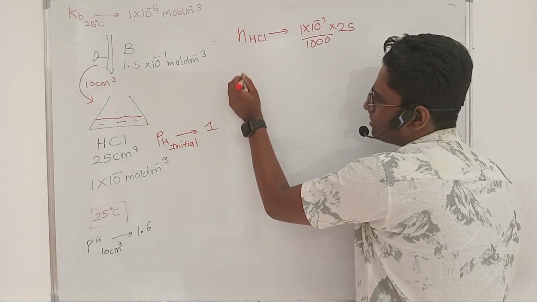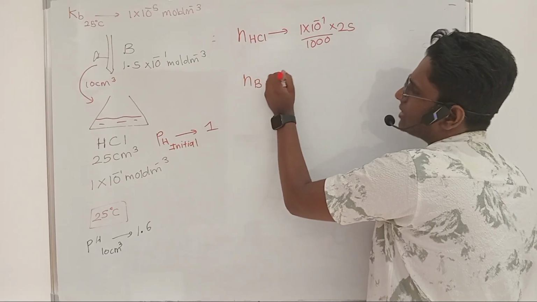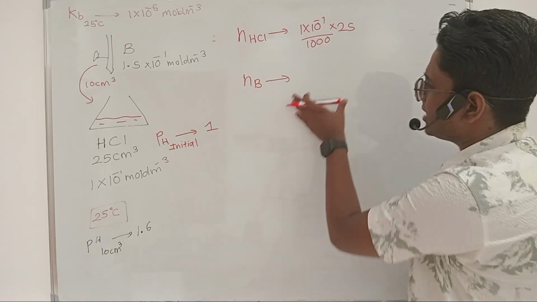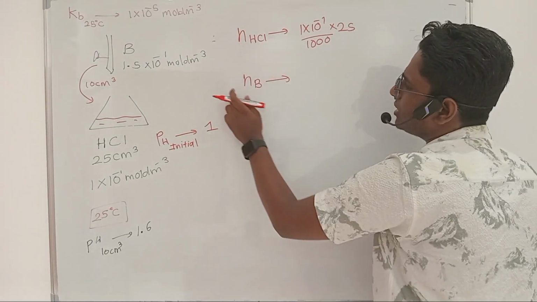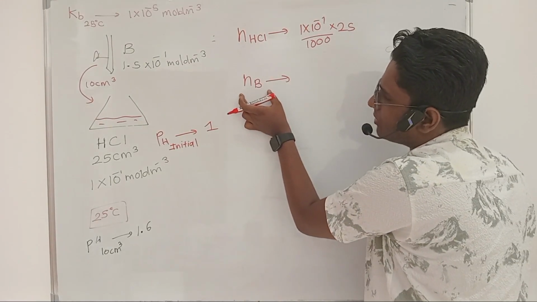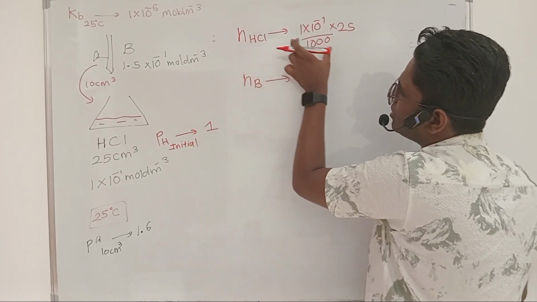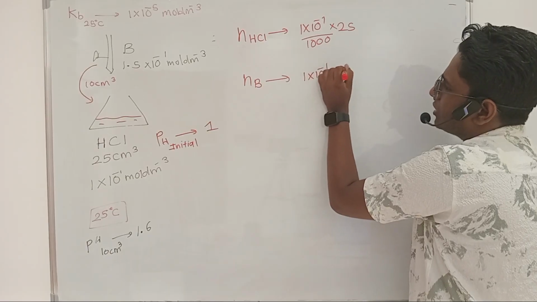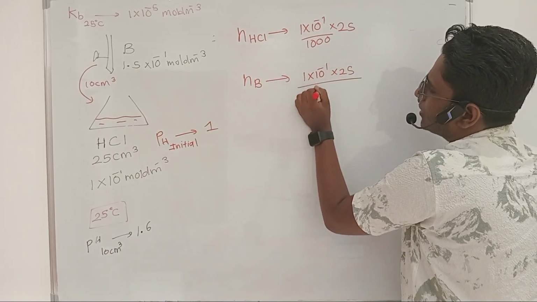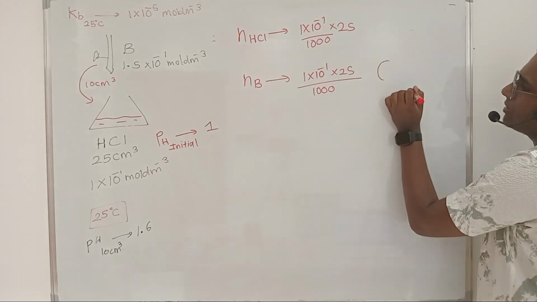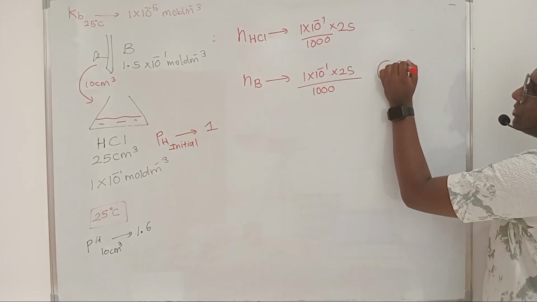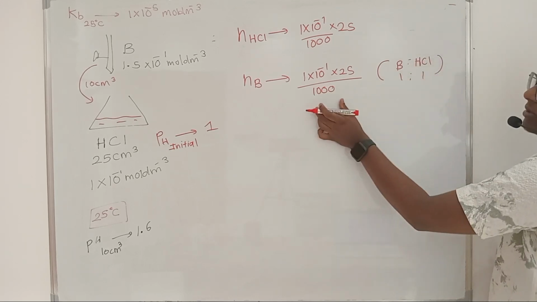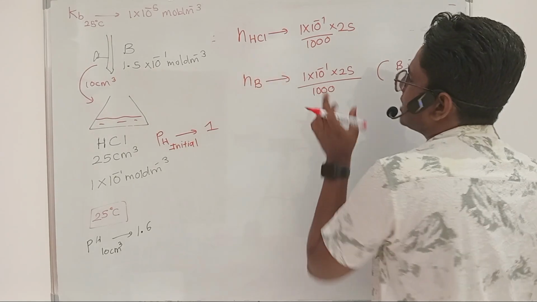So what is the moles of B needed to react completely with HCl? The same moles is needed, because the ratio is 1:1. So moles of base needed to react completely with HCl will be equal to this value, that is 1 × 10^-1 × 25 over 1000. The B to HCl ratio is 1:1, therefore the amount of base needed to react with HCl is the same amount.